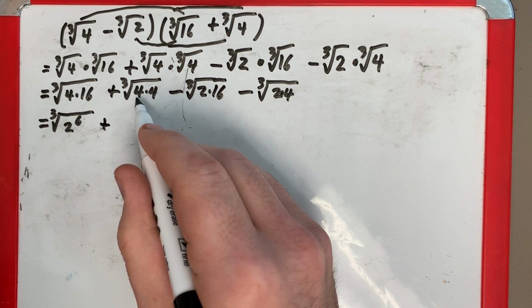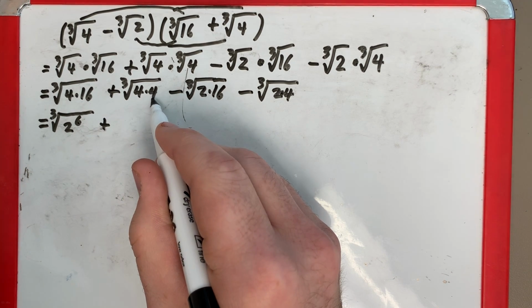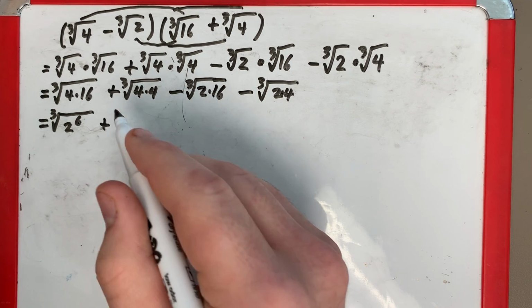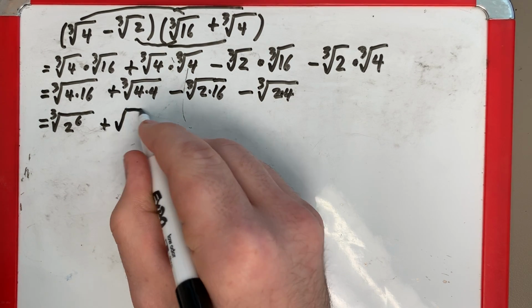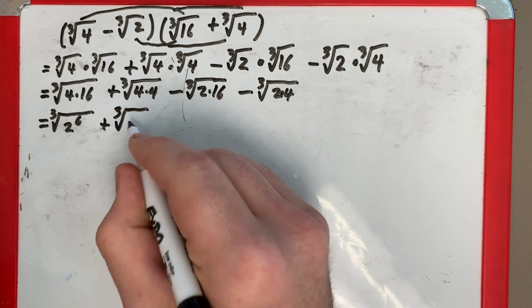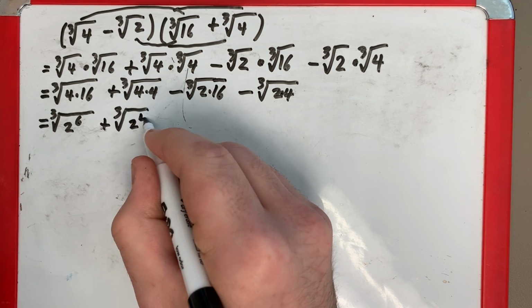Now I have this guy, so I have 2 times 2 for 4, and I have another 2 times 2, so I have 2 to the 4th on the inside of this one. So I'm resisting using a factor tree here.